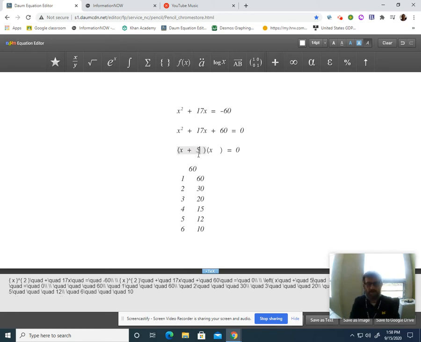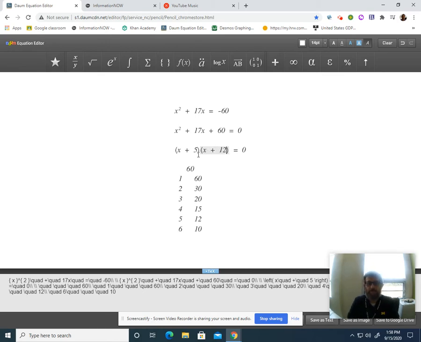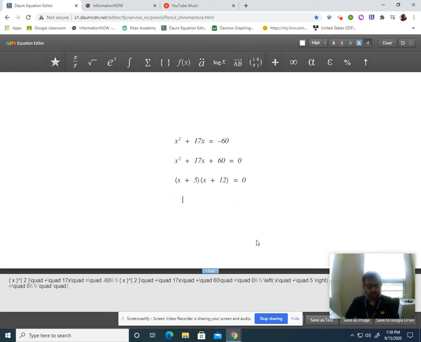So this is x plus 5, and this is x plus 12. And now I don't need these factors anymore. So my solutions are x equals negative 5 and x equals negative 12. There's my solutions. Now, so far, we've always done things that will factor.